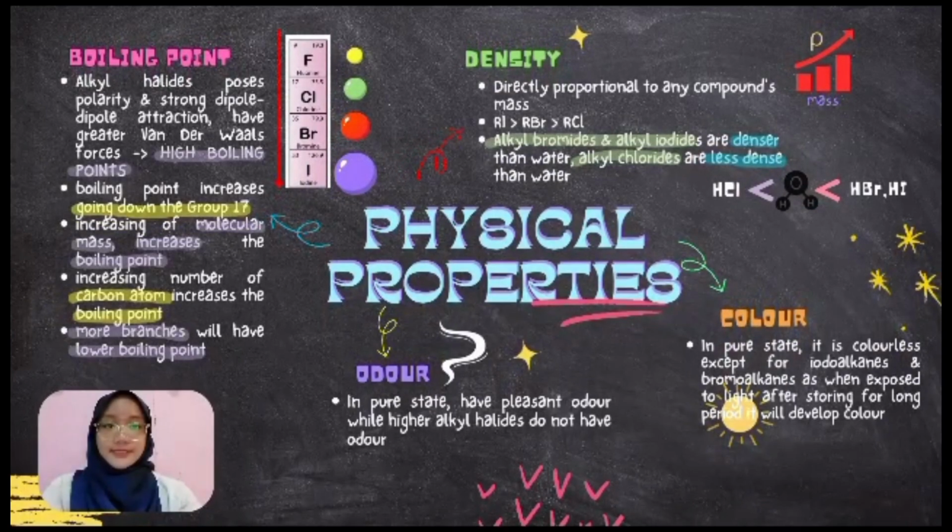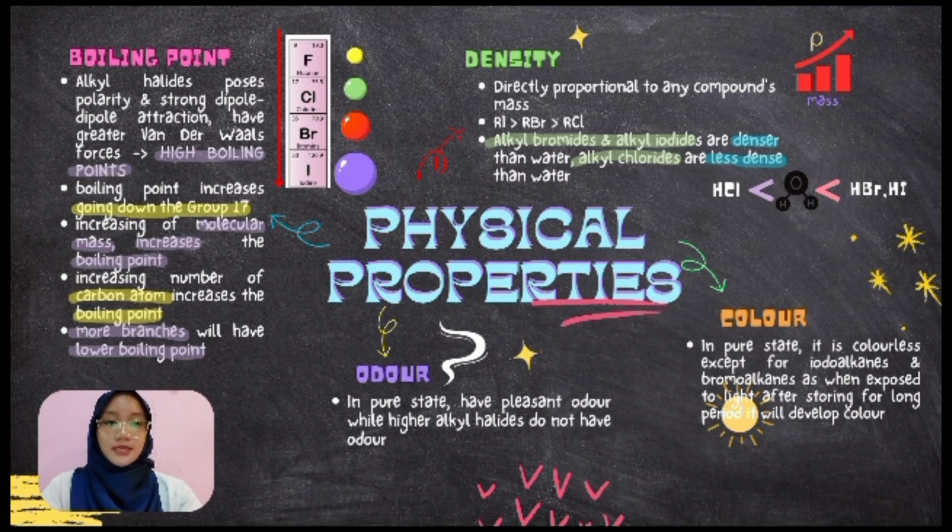Moving on, we have the physical properties of the alkyl halides, and the first one is the boiling point. Alkyl halides possess polarity and have strong dipole-dipole attraction between their molecules and a greater magnitude of van der Waals forces, resulting in high boiling points. The boiling point increases going down group 17 in the periodic table as the size of the atom increases and the magnitude of the van der Waals forces also increases.